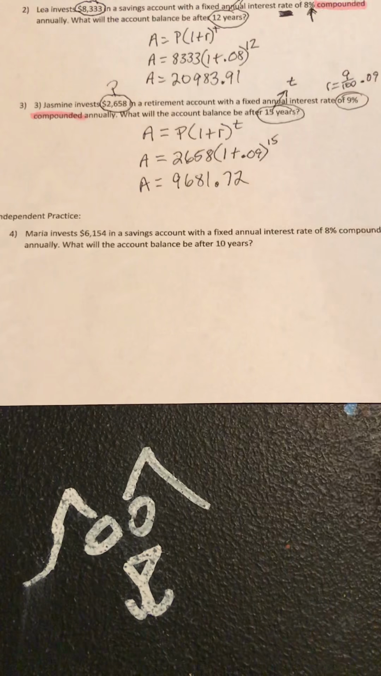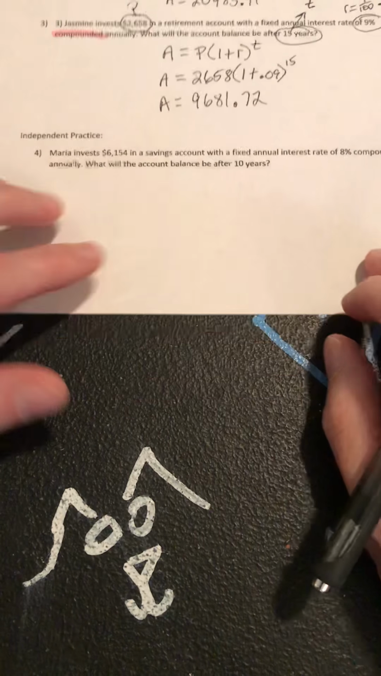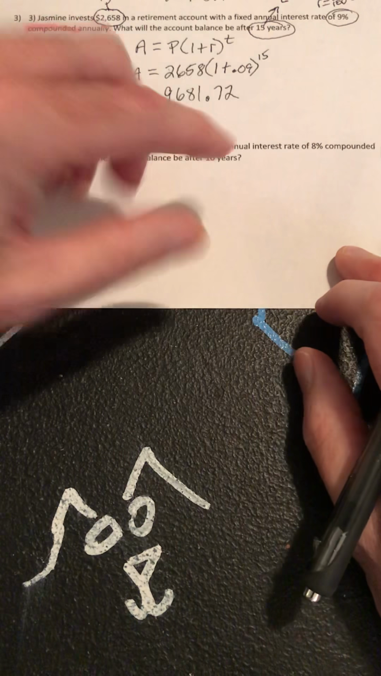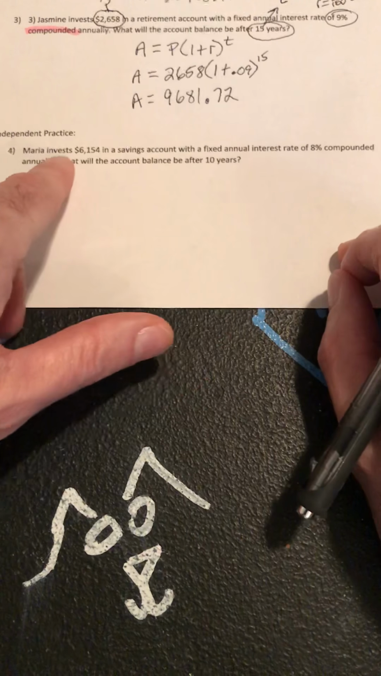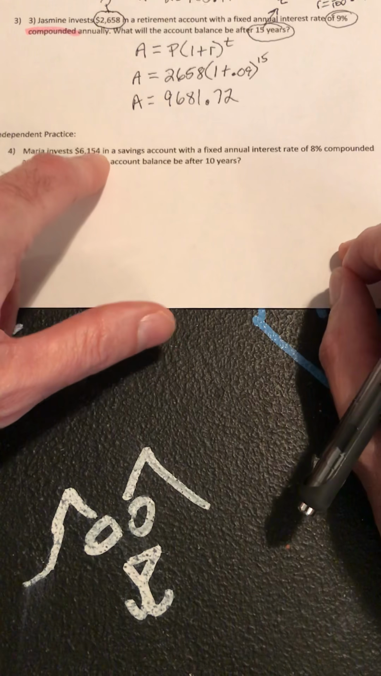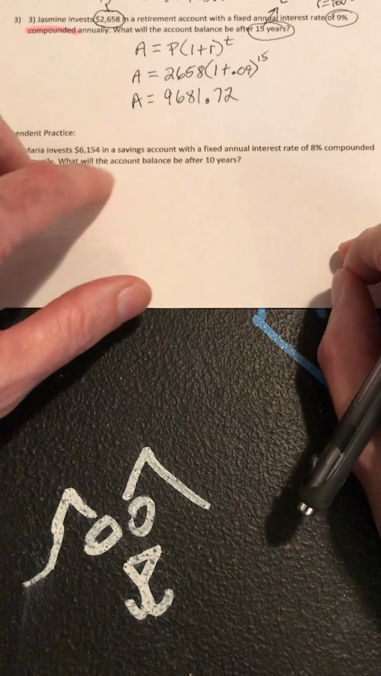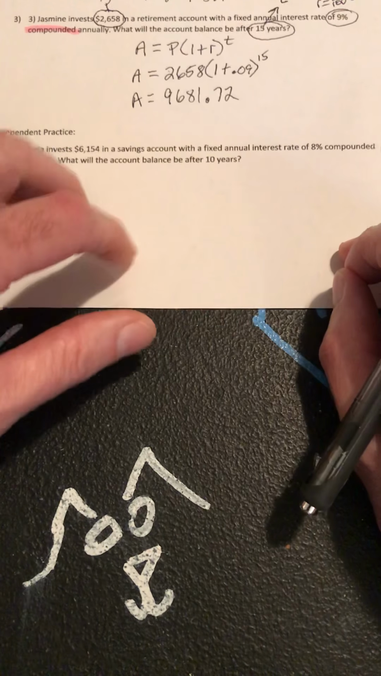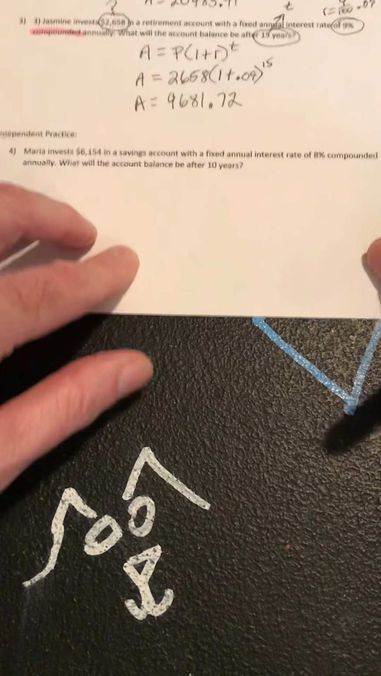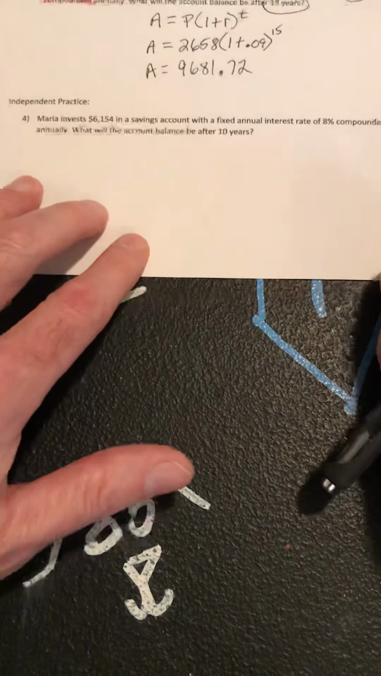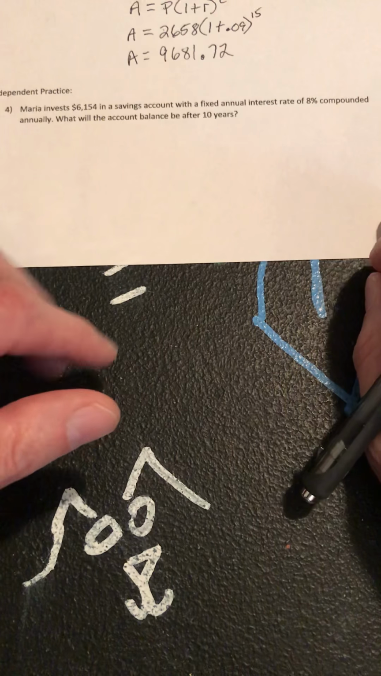All right, last one. It says independent practice. You guys have already practiced independently, so you can do this again. We'll do it the same way. Let's set up our equation, and then you'll press pause. I'll read it first. Maria invests $6,154 in a savings account with a fixed annual interest rate of 8%, compounded annually. What will the account balance be after 10 years? I'm not even going to write the formula for you. You do it. It's right there. Write your formula, start substituting stuff in. When you're done, press play. So go ahead and press pause now.